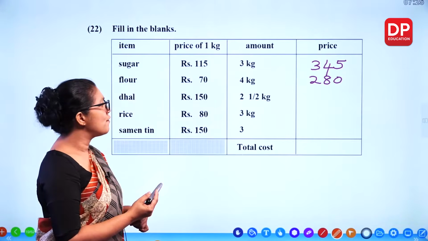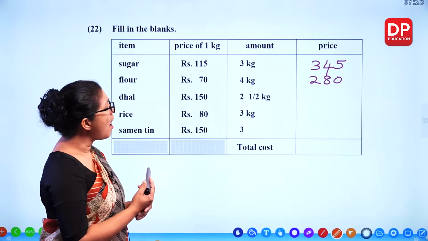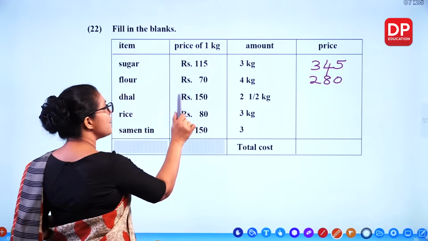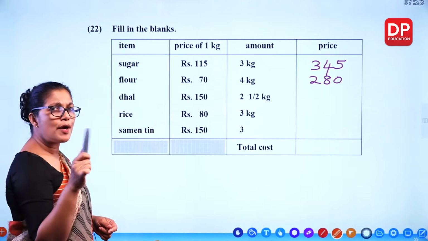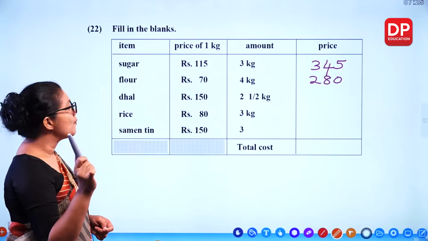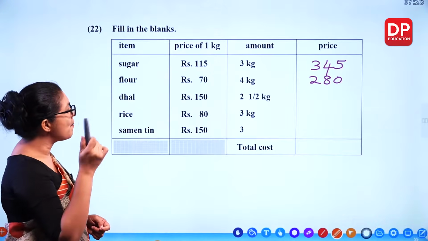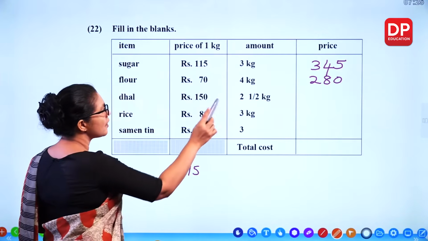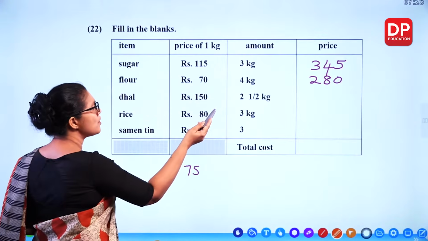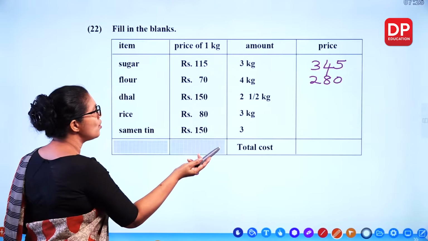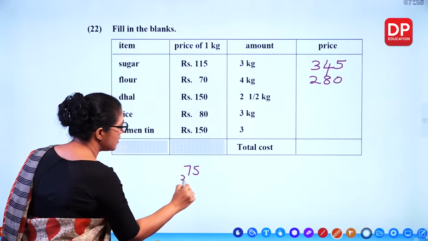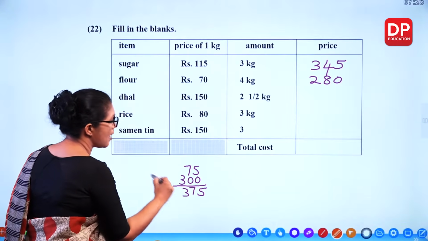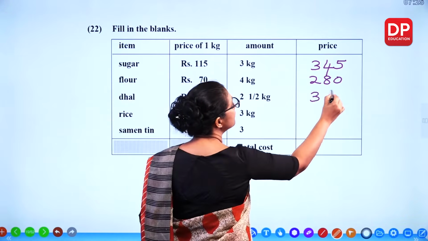Now what about dal? 1 kilo is 150. We need 2.5 kilos. So we can do separately. If it's 150 for 1 kilo, what about half a kilo? We divide by 2. 150 divided by 2, you get 75. And 2 kilos means you multiply by 2. 150 times 2, you get 300. So 300 plus 75, you get 375.